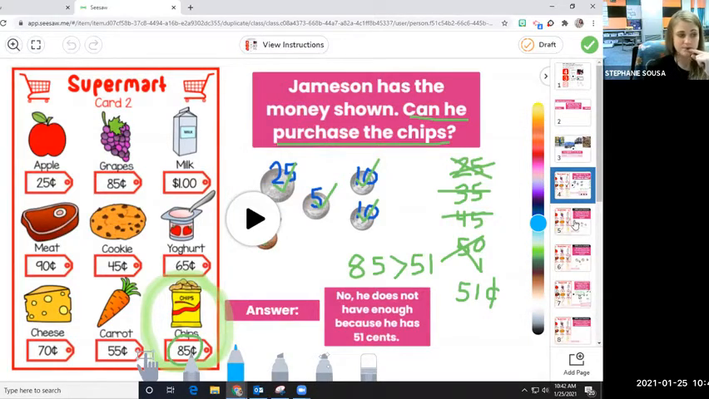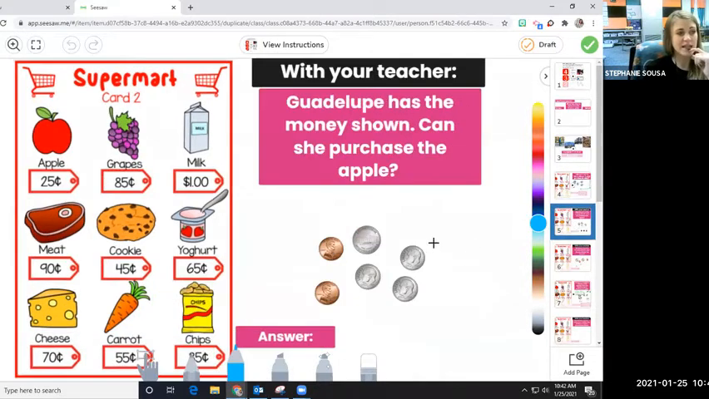All righty. Take a look at slide 5. This says with your teacher. Slide 5 is where we're going to start our work.